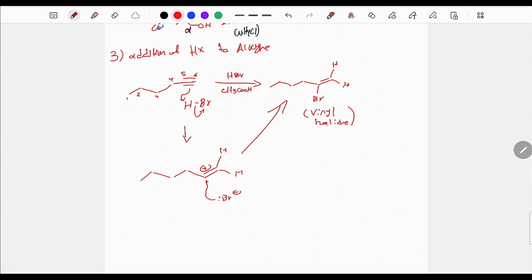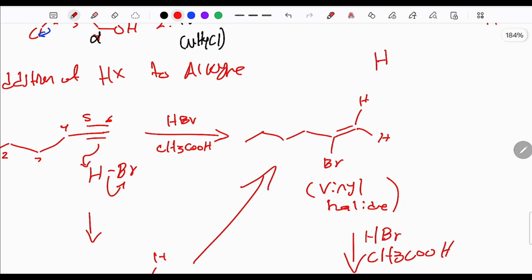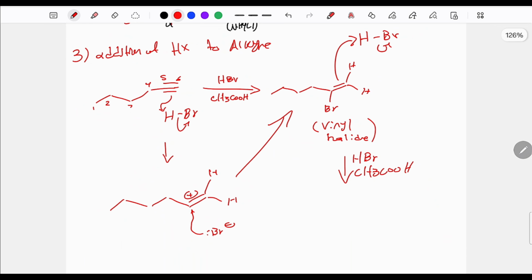Now, if you add HBr even further to this, so this was one equivalent of HBr. If I add another equivalent of HBr, again in glacial acetic acid, what I will end up getting is a geminal dihalide. So let's take a look at this. The mechanism is very similar. I add the HBr again, and I generate a carbocation intermediate as per usual.